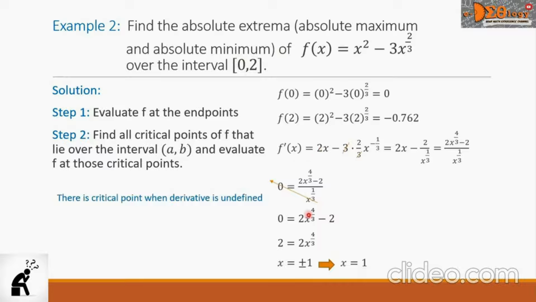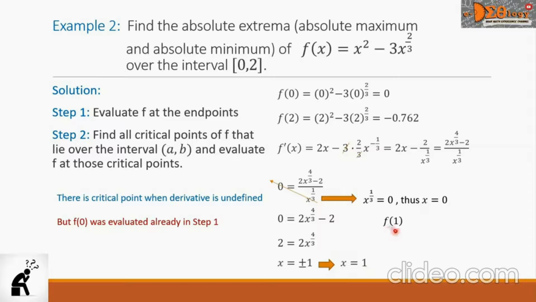Next, given that our derivative here is a fraction, there is a critical point when the derivative is undefined. It will happen if the denominator is equal to 0. So the x raised to 1 over 3 equals 0. Let us solve for x, so we will have x equals 0. In here, we have another critical point. But we say that the f of 0 was evaluated already in step 1. It means to say, we will only evaluate the critical point when x equals positive 1.